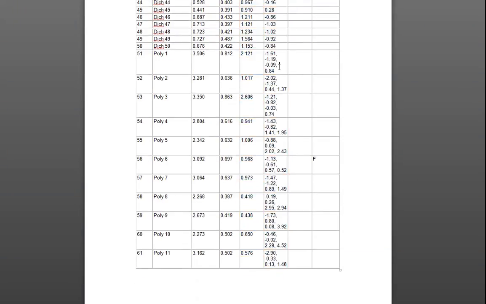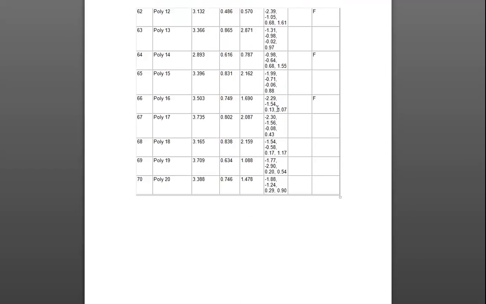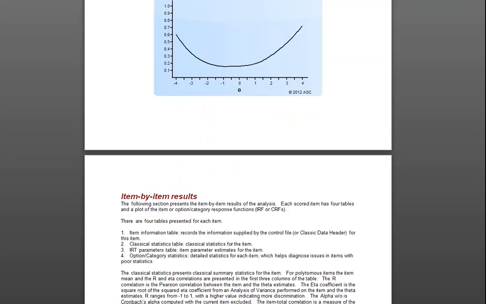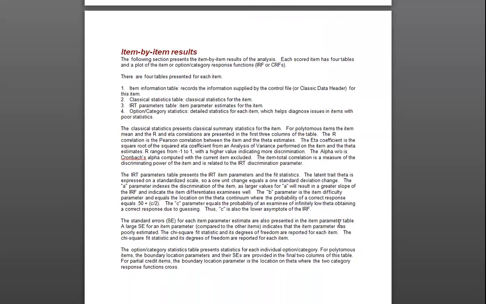And then the polytomous items, you can see there were 5-option items, which means that there are 4 boundaries between the 5 options. So each item will have 4 different B parameters representing those 4 boundaries. And then provide similar output for the frequency distributions, the TIF, and the CSEM.